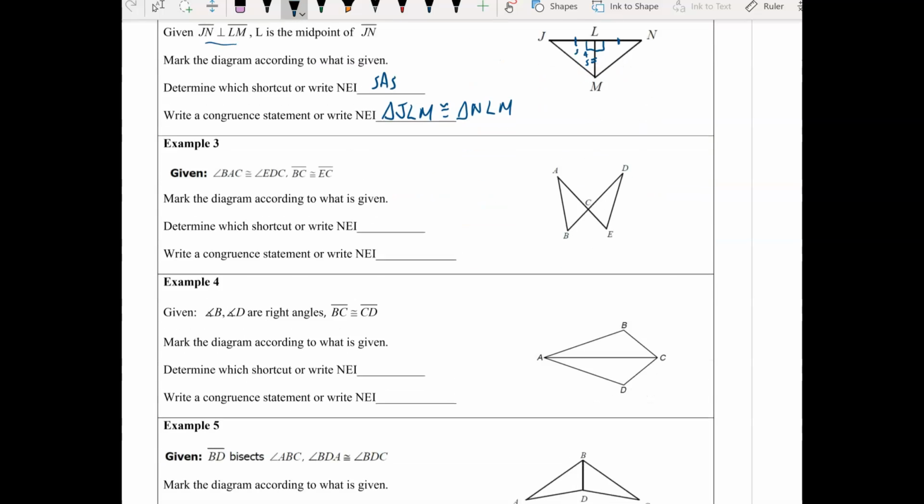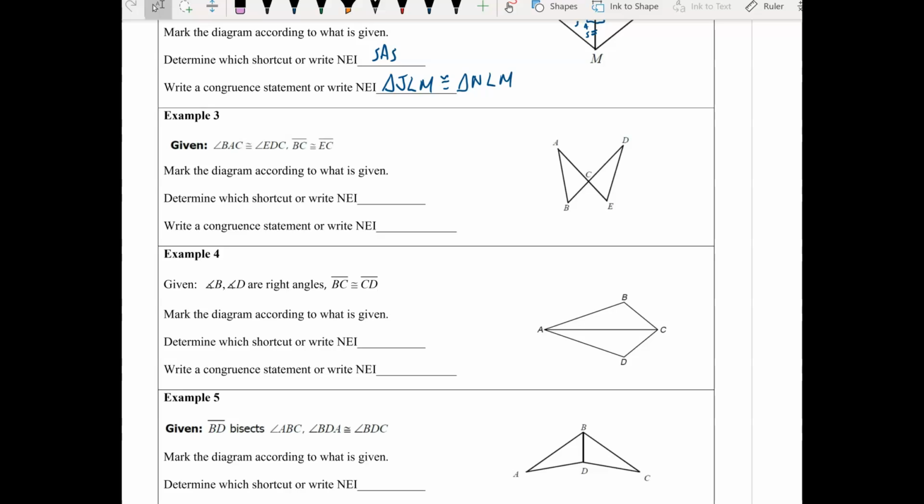Okay, why don't we pause the video, try to mark this one, and see if you can figure out which shortcut this one is. Okay, did you mark your diagrams? Did you get angle, side? If so, great job. All right, let's look at the triangle congruent statement. So this is triangle ABC is congruent to triangle DEC.